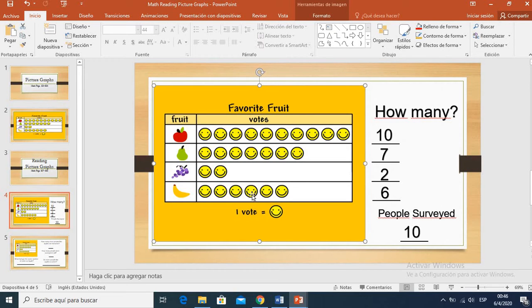20, 21, 22, 23, 24, 25. So how many people were surveyed? 25 people. 25 personas fueron entrevistadas o encuestadas para saber qué tipo de fruta era su favorita. Okay? And that's the information we got from this picture graph.